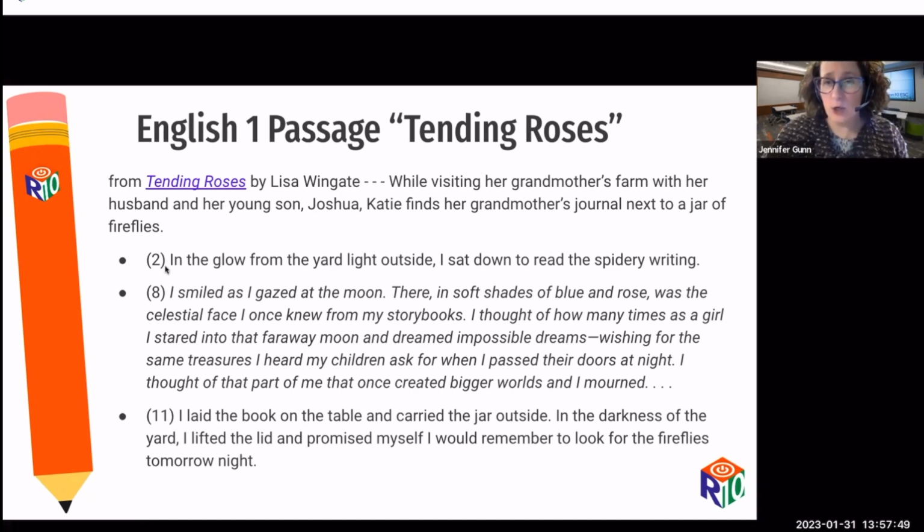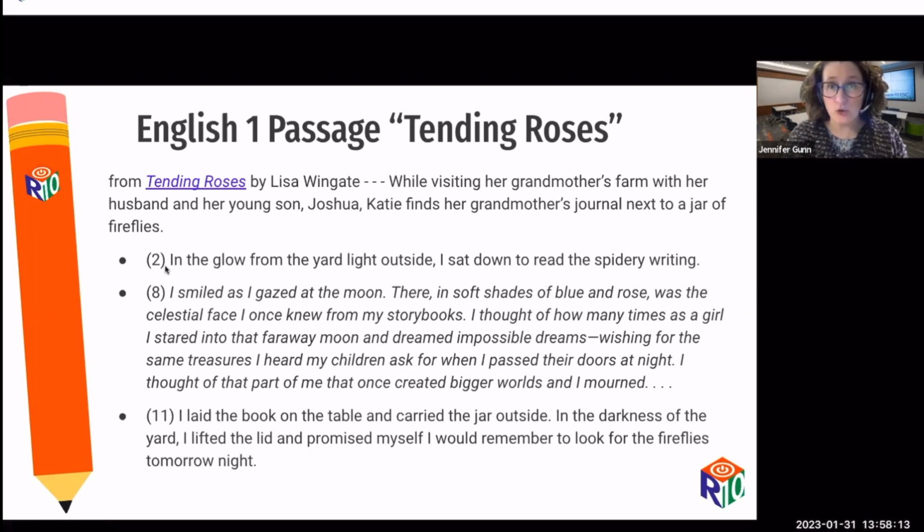Let's spotlight paragraph 2. In the glow from the yard light outside, I, Katie, sat down to read the spidery writing. So it's signaling us that she is going into the reading of the journal. And then it begins the italicized paragraphs. Jumping into those paragraphs, let's just spotlight paragraph 8.